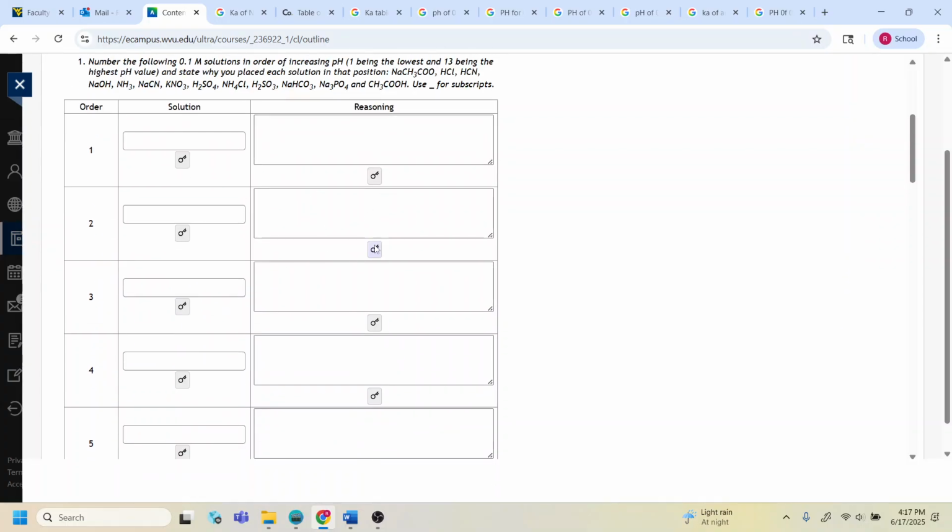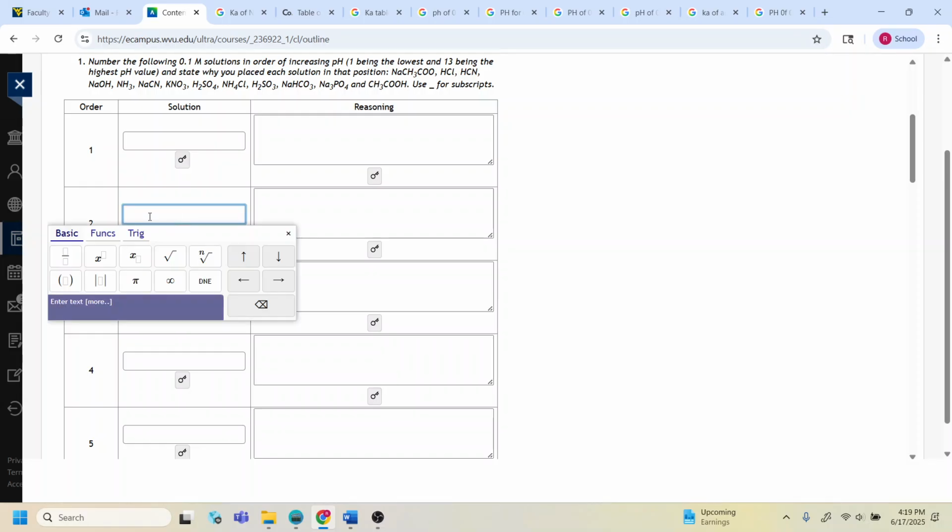Now, with respect to your reasoning over here, whenever you have your reasoning, I want you to put your Ka value, and I want you to put your pH value as well for each one of them. And if your Ka value is very large, this means that your acid is very strong and the dissociation is 100% dissociation. If your Ka value is to the power of the negative, meaning it's less than 1, then this is going to be a weak acid. So in your reasoning, you're going to put it's a weak acid. It's not 100% dissociated. And then you are going to put the value for the Ka and for the pH.